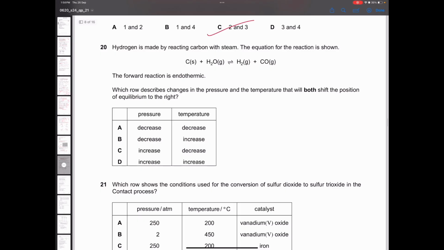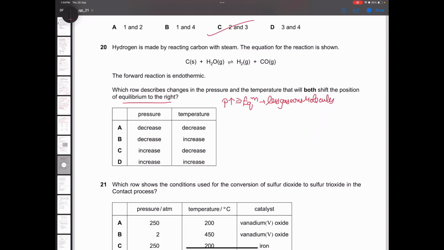Hydrogen is made by reacting carbon with steam. The equation is shown. The reaction is endothermic. They're simply asking you what will you change in order to shift the equilibrium to the right. And we have to use the equilibrium principle here. First of all, let's see how it is affected by pressure. We know that if you increase the pressure, equilibrium shifts to the side with less gaseous molecules.